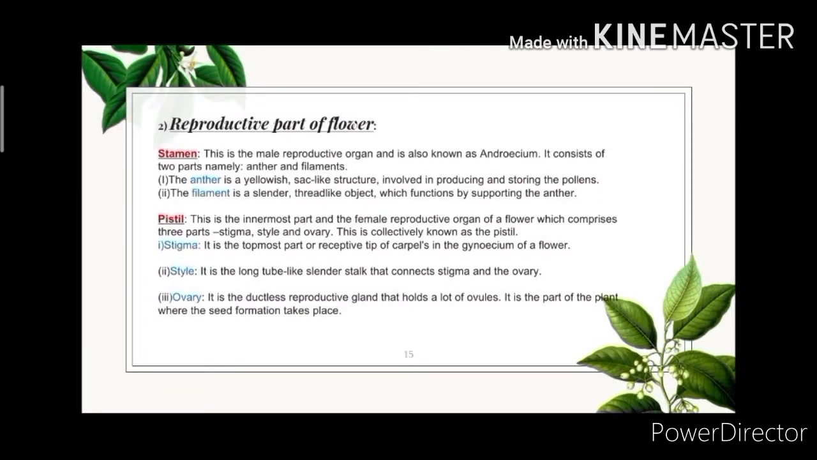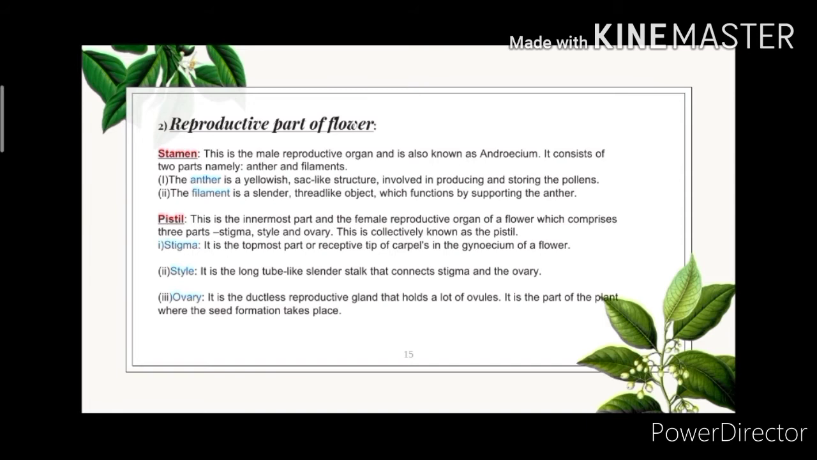Next is the reproductive part of flower. See, stamen is known as the male reproductive part, and it has another name that is known as androecium. If we say what is the stamen, what is androecium, both are synonyms. Don't get confused. Both are synonyms to each other.